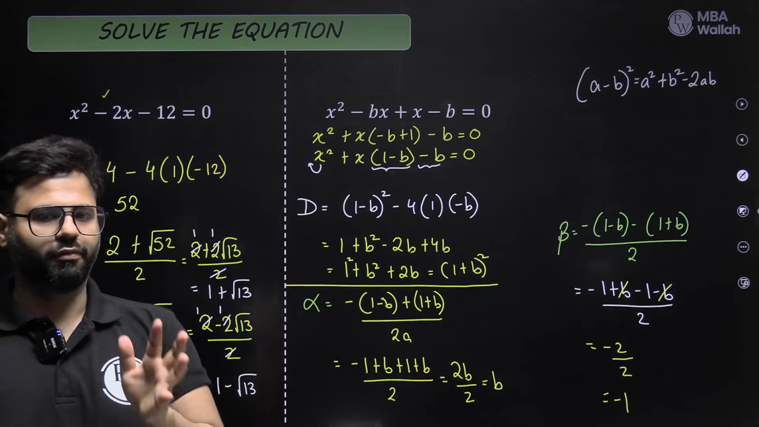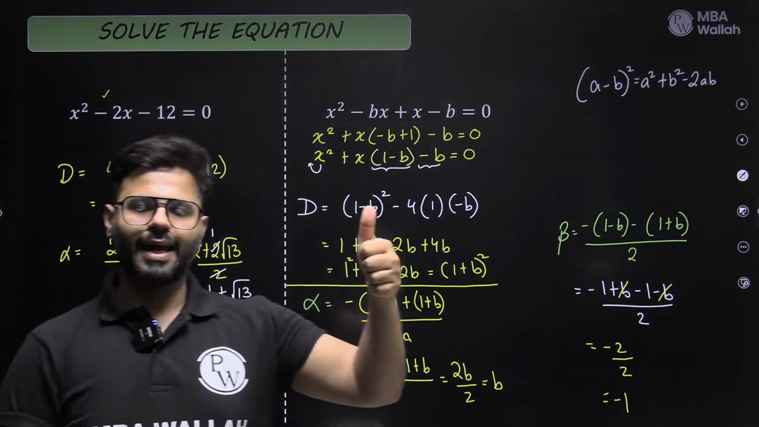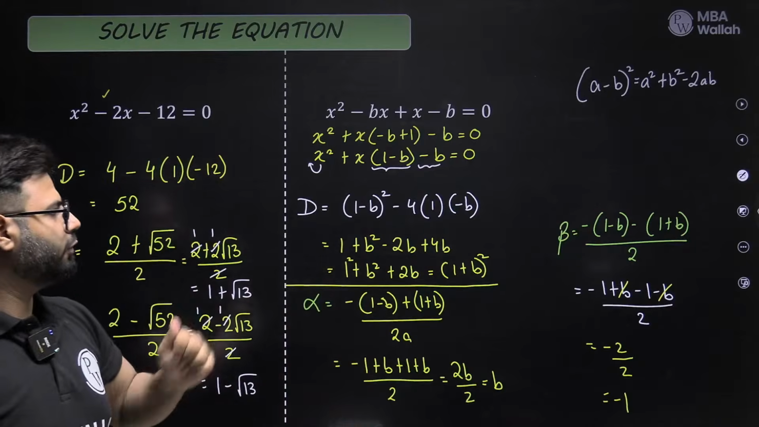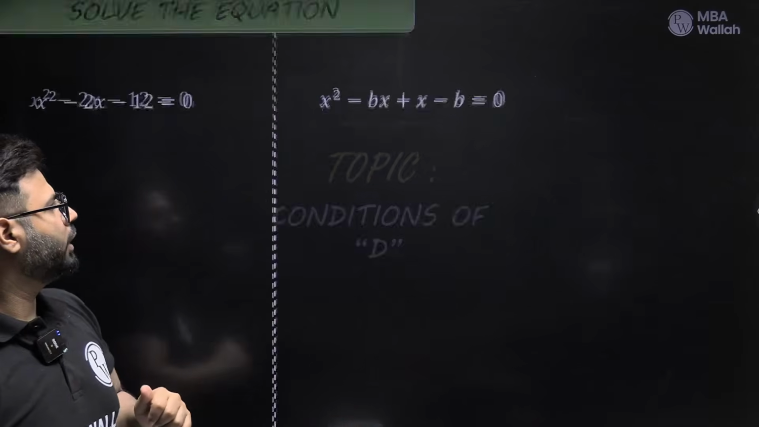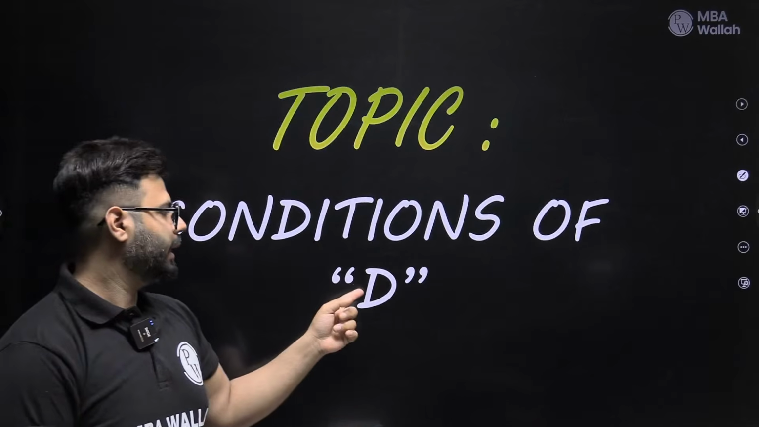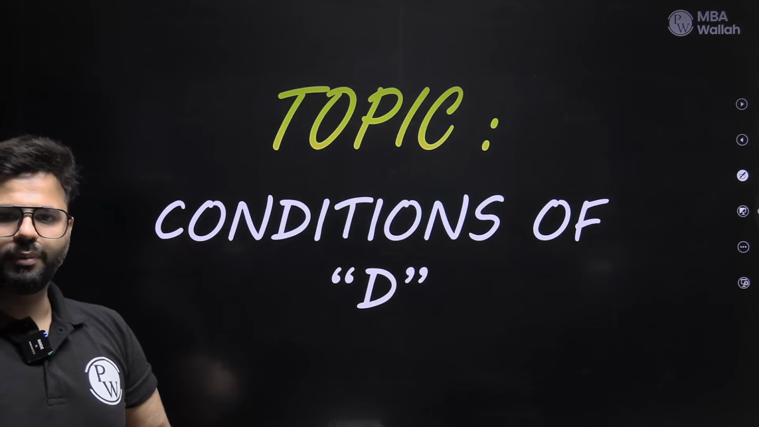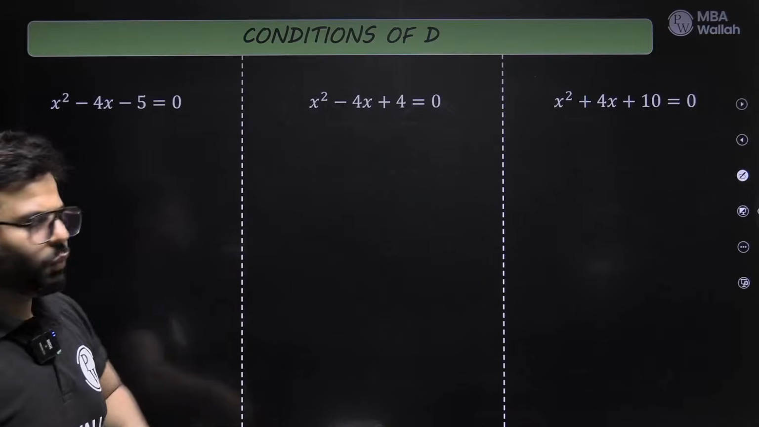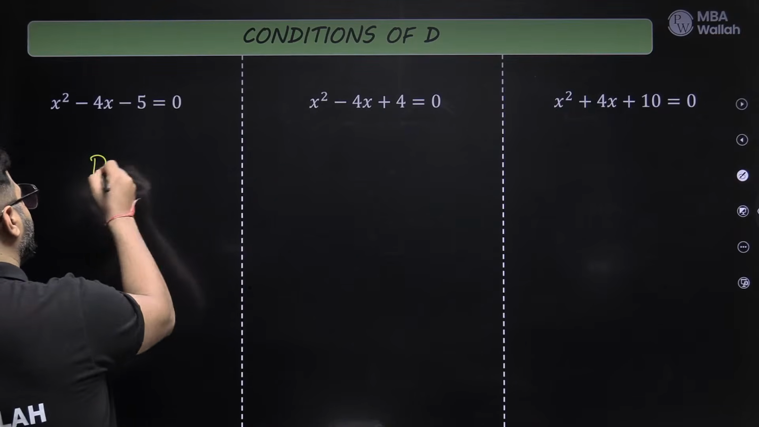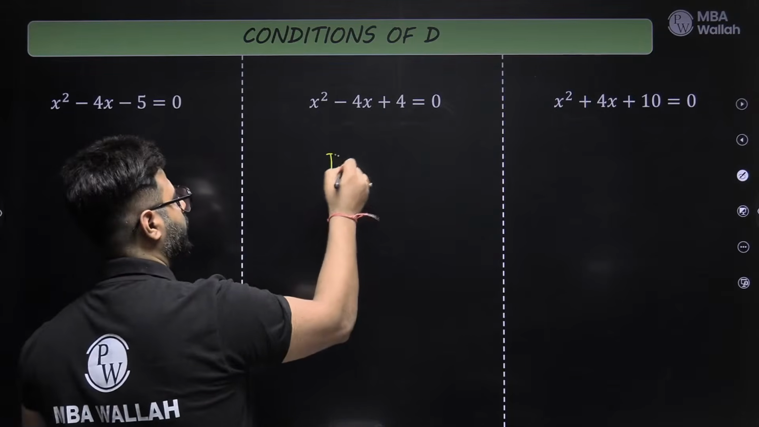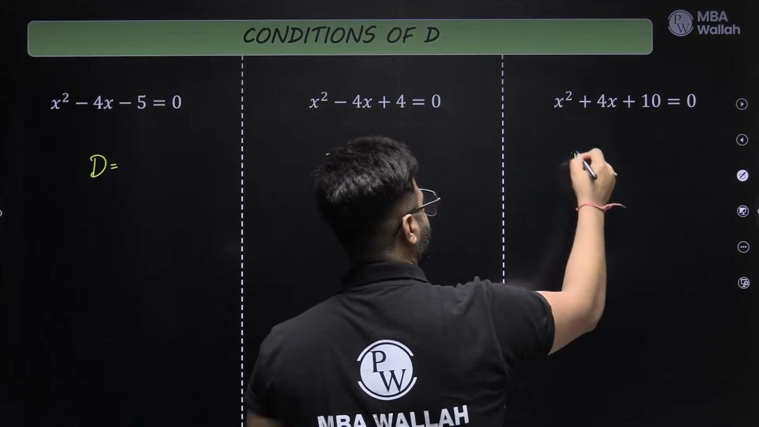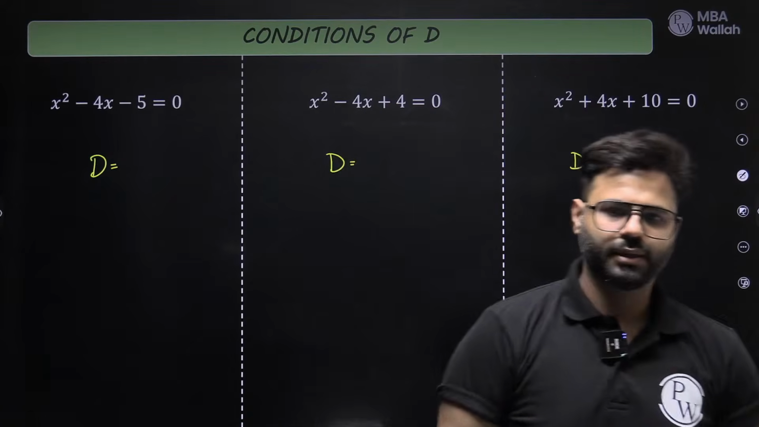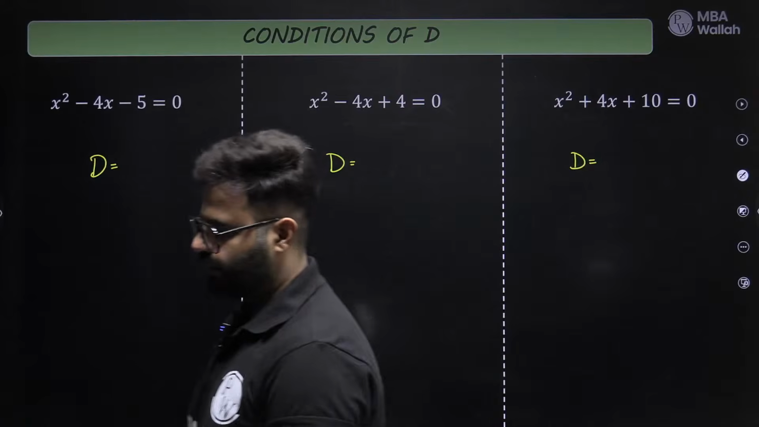Superb. Perfect. So now we can calculate the roots or zeros, whatever you say. We can find out d, we can find out alpha and beta, but now the point is why this guy is called d or discriminant, right? Let's try to understand. Here are three equations. What I want from you is to go ahead and calculate the value of d for all the three equations, and let's go ahead and try to understand the mystery behind this little d.